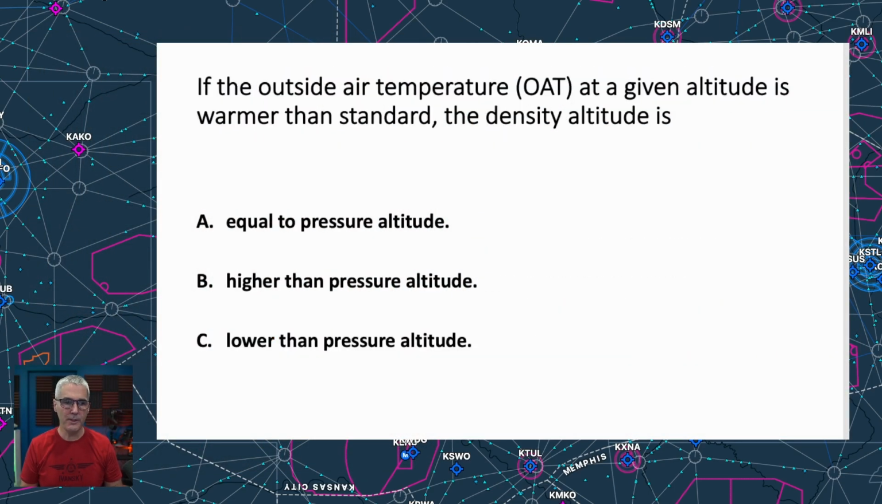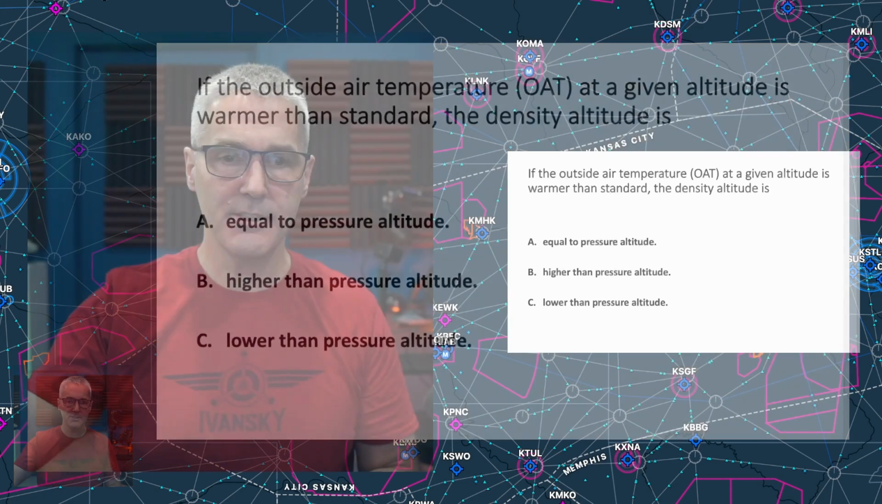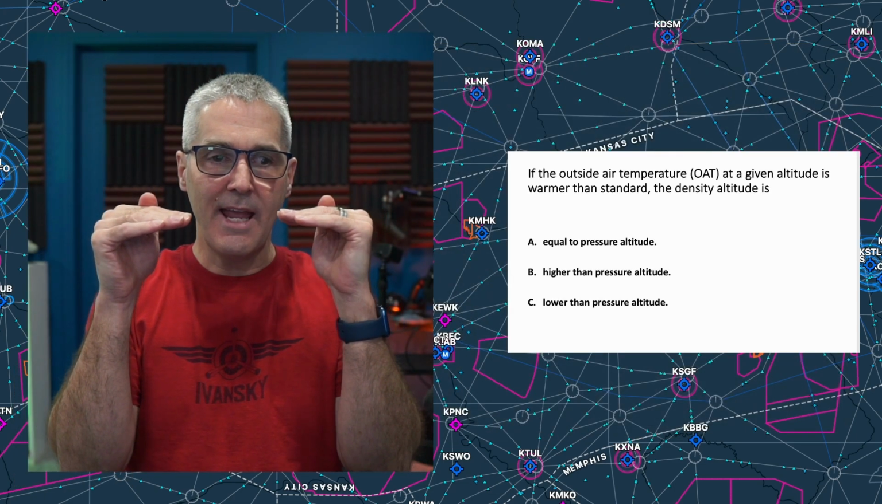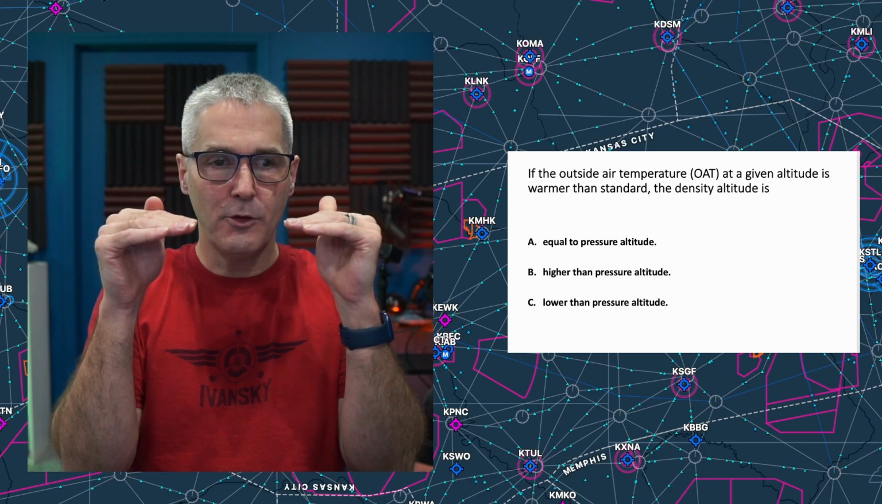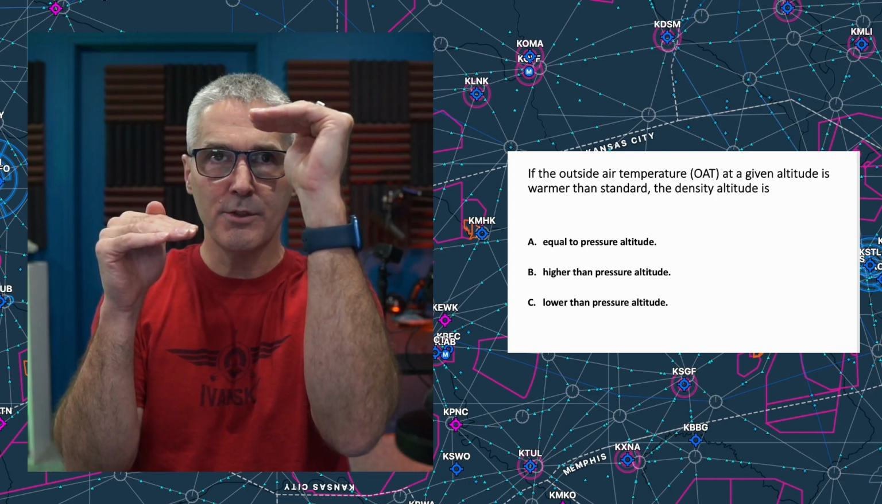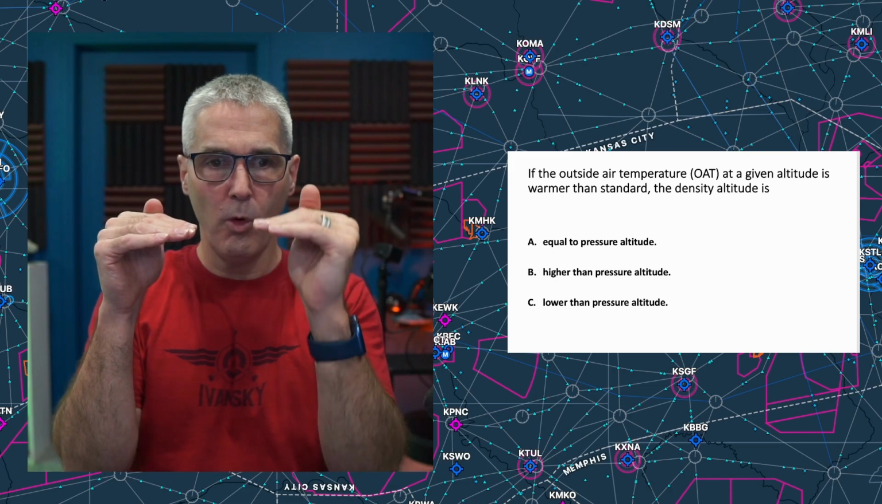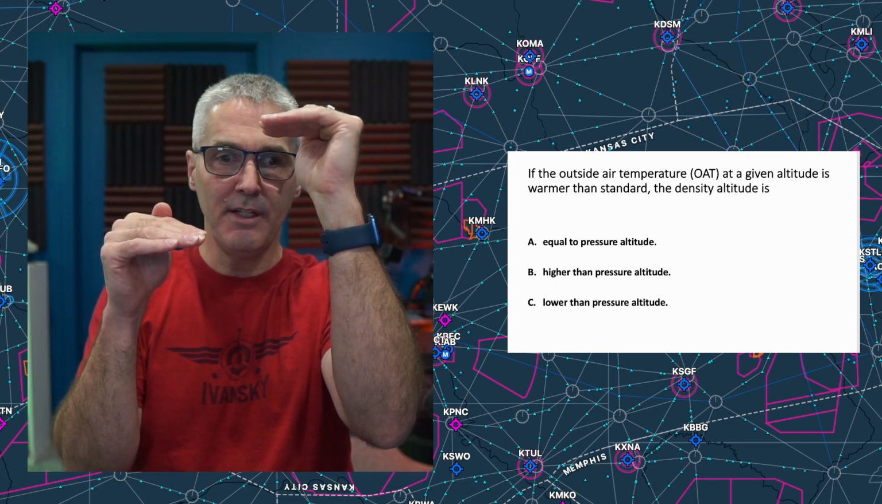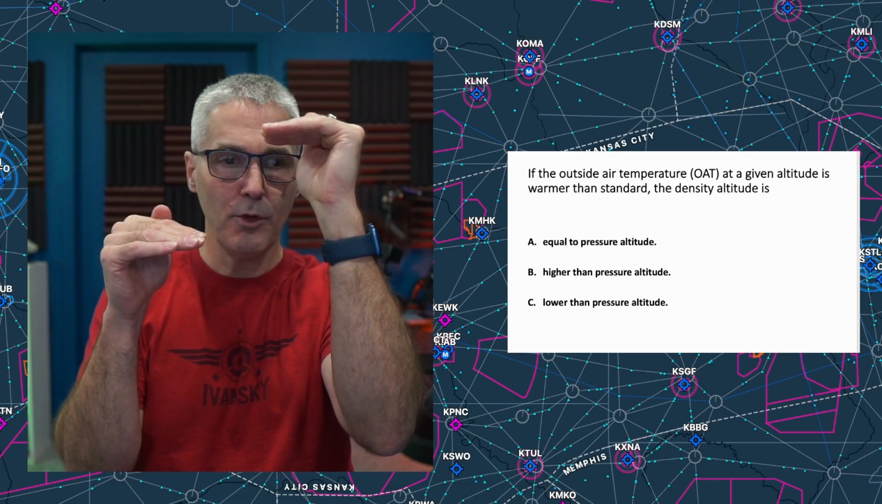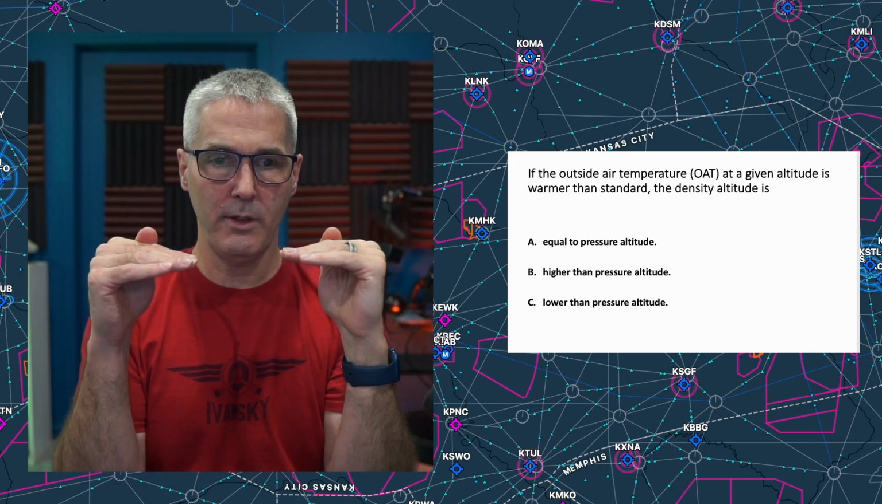This one looks a little bit different. If the outside air temperature at a given altitude is warmer than standard, the density altitude is. So let's set this up, but it still works. If the outside air temperature at a given altitude is warmer, we said warmer goes up, cooler goes down. A, the density altitude is equal to pressure altitude. Well, no, that would look like this.